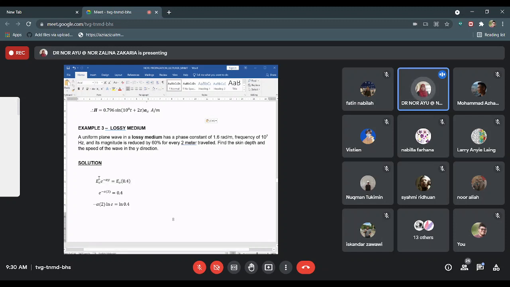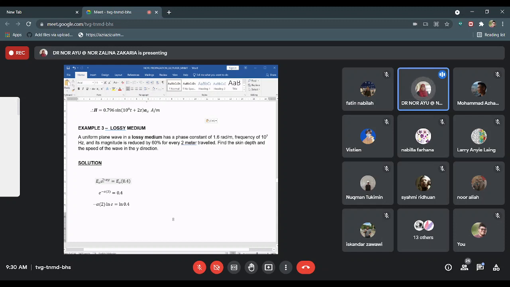So here, if we know it says the magnitude is reduced by 60%, that means from 100% it has decreased by 60%, and what is left is only 40%. Okay, so because only 40% is left, you can put this value epsilon negative alpha y as equal to 0.4, because only 40% remains.